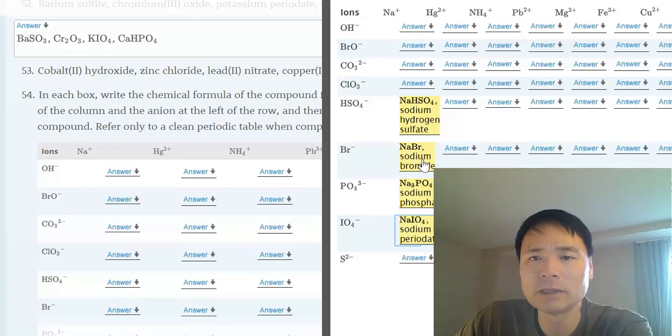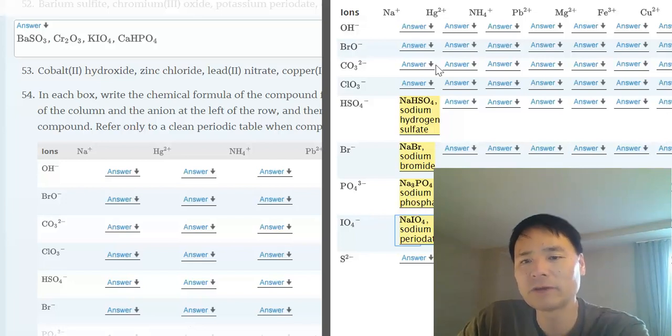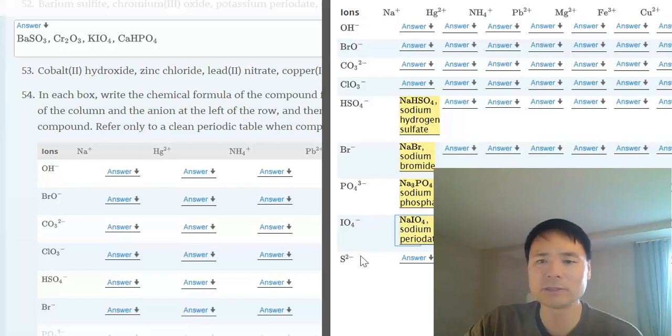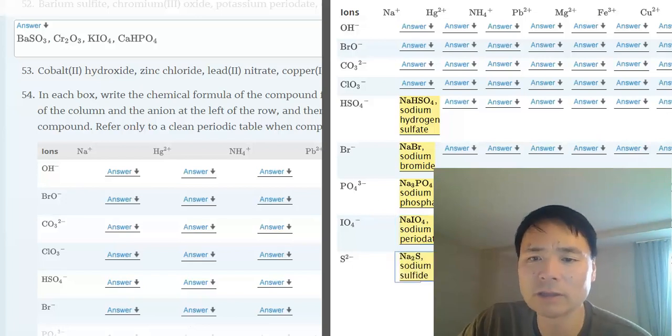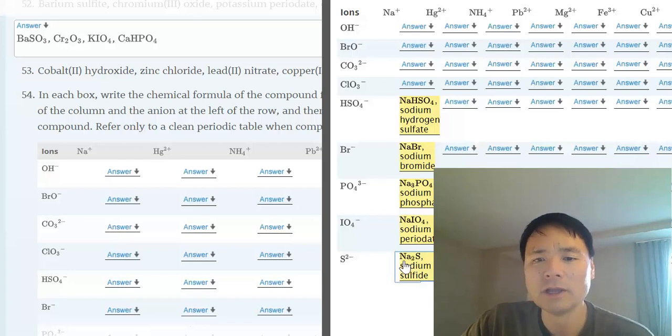For example, we need 3 sodiums to balance each phosphate, so we still call it sodium phosphate, not trisodium phosphate, although in laundry detergent you might see trisodium phosphate to avoid confusion. This is sulfide, so this is sodium sulfide. That's the last one. Here we can figure out we need 2 sodiums for every sulfide based on the charge, so we don't need di. We can just call it sodium sulfide.